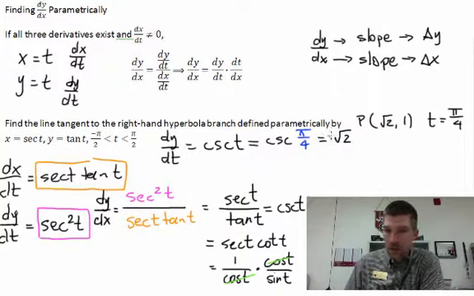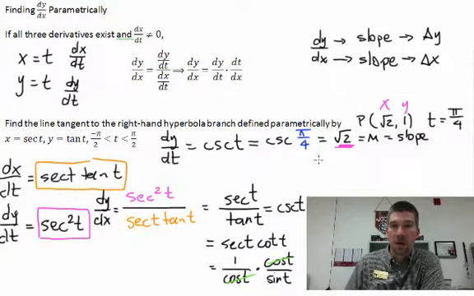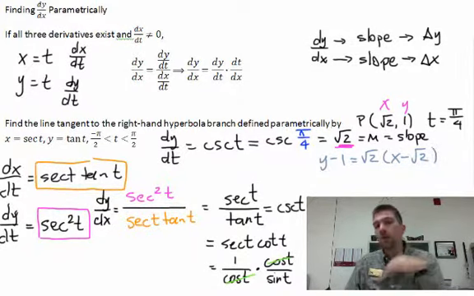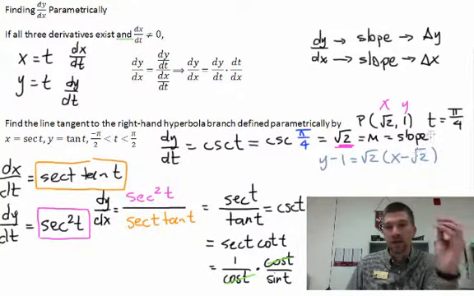You can use a trig table to get this answer. And so this is the slope of my tangent line. If I know a point on the line and the slope of a line, can I write the equation of the line? The answer is yes. My equation is going to be y minus the y coordinate equals the slope times x minus the x coordinate. And that's all you need to do. There's using a parametric equation to find a derivative, and then taking that and finding the slope at a specific point.